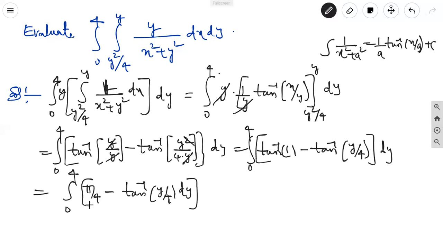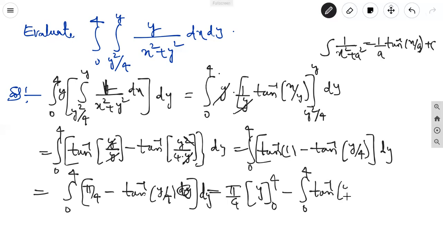Here, the integral of tan inverse of y by 4 we can integrate with respect to y. That is integration by parts. The pi by 4 is a constant, outside. Integral 1 dy is y, limits from 0 to 4, minus integral 0 to 4 tan inverse of y by 4 into dy.